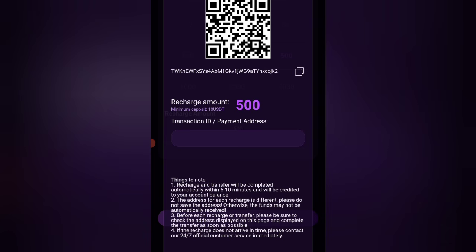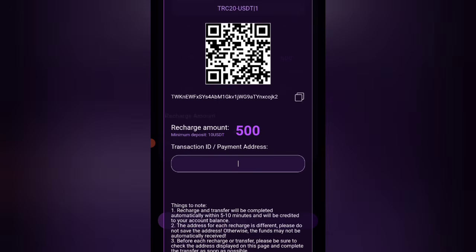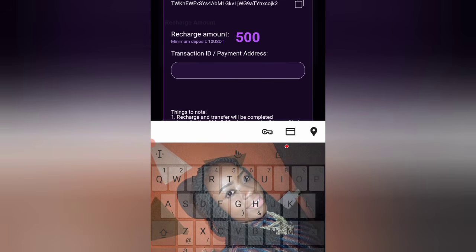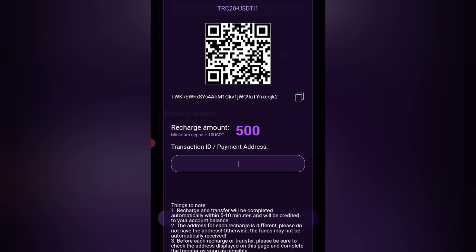So once you have sent the USDT, any amount you want to deposit, minimum to deposit is $10. Copy your transaction ID and paste it here where you are seeing transaction ID / payment address. The exchange or any wallet that you sent through will give you a transaction ID. Copy the transaction ID and paste it here. Then you scroll down and click on confirm.